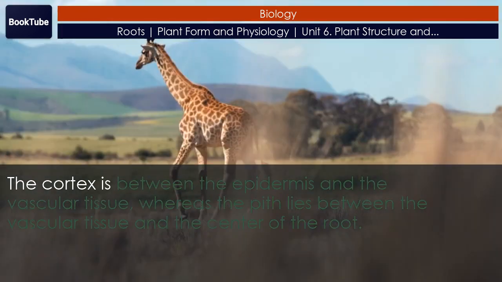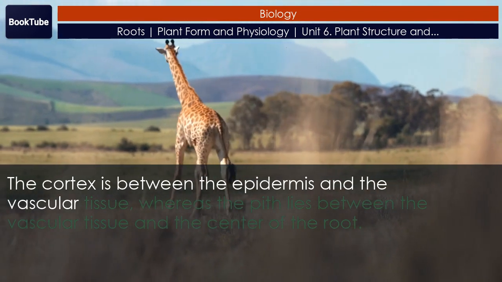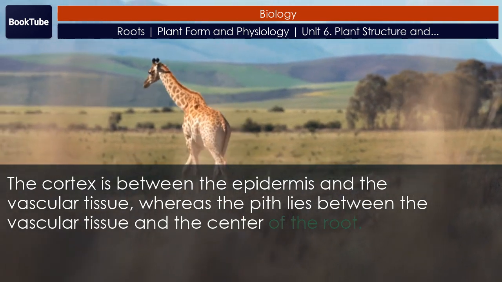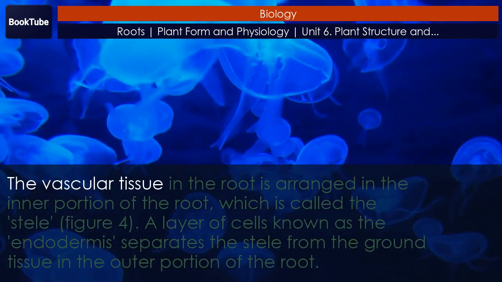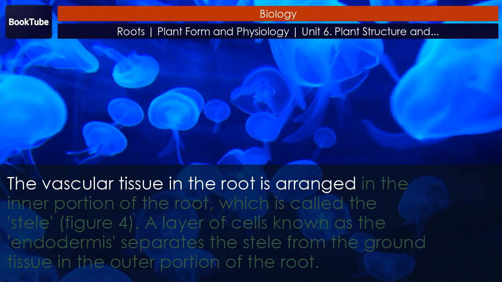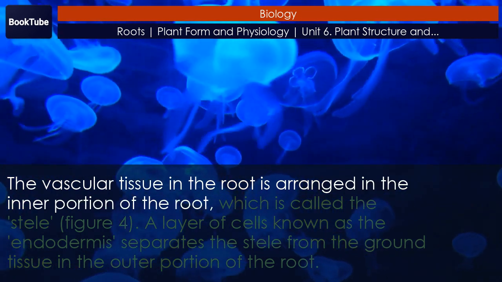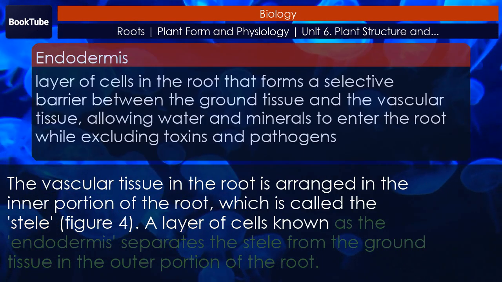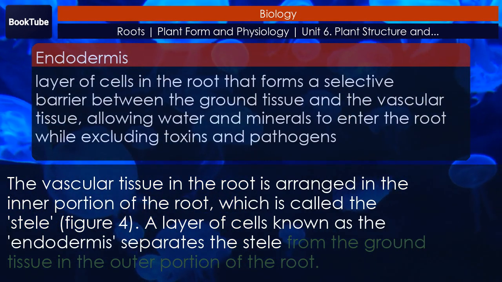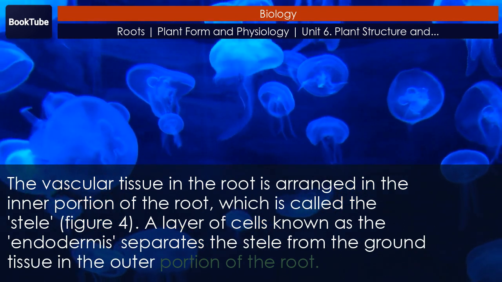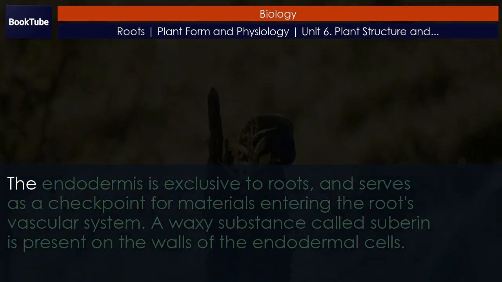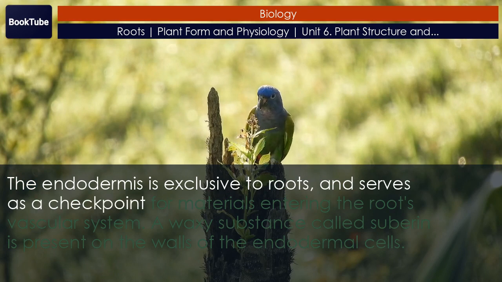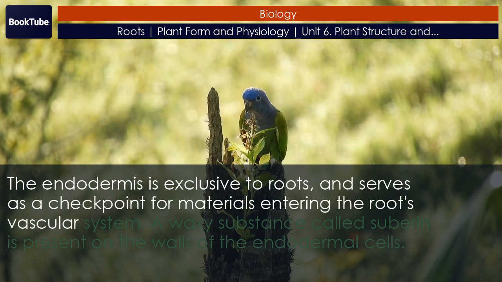The cortex is between the epidermis and the vascular tissue, whereas the pith lies between the vascular tissue and the center of the root. The vascular tissue in the root is arranged in the inner portion of the root, which is called the stele. Figure 4. A layer of cells known as the endodermis separates the stele from the ground tissue in the outer portion of the root. The endodermis is exclusive to roots and serves as a checkpoint for materials entering the root's vascular system.